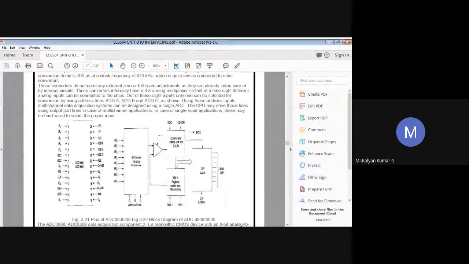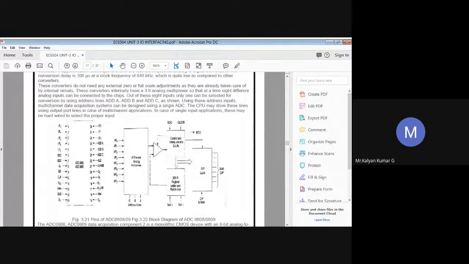This 8-bit ADC 0809 is usually suitable for interfacing with your 8086 microprocessor. It is available in a 28-pin IC in dual in-line package, similar to the 8086. There it is 40-pin, here it is going to be 28-pin. The pin diagrams are given, you can just have a look at it.